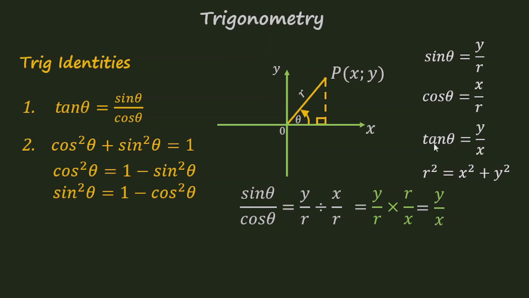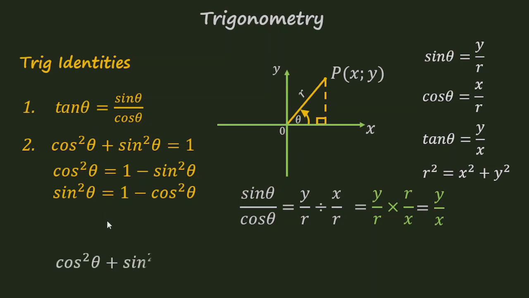But if you look at the definition of tan theta from the Cartesian plane, it's y over x. Therefore, the sine of theta over the cos of theta is y over x. Tan theta is y over x. Therefore, tan theta equals sine theta over the cos of theta.